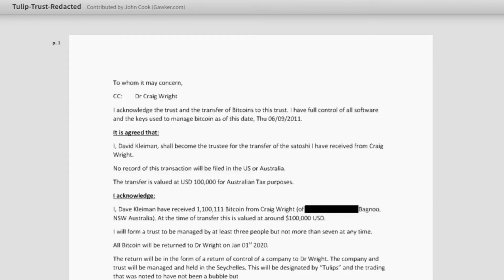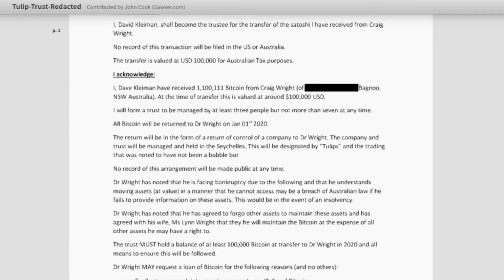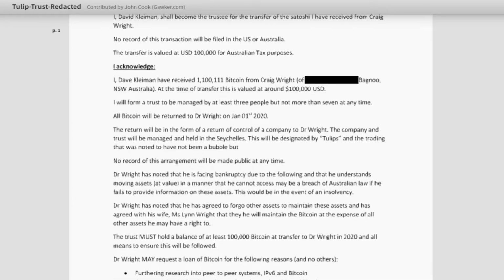He continued, I, Dave Kleiman, have received 1,100,111 Bitcoin from Craig Wright. At the time of transfer, this is valued at around 100,000 US dollars. I will form a trust to be managed by at least 3 people, but not more than 7 at any time. All Bitcoin will be returned to Dr. Wright on the 1st of January 2020.